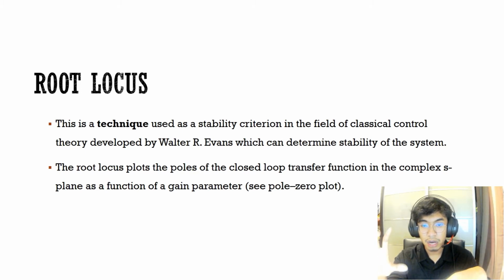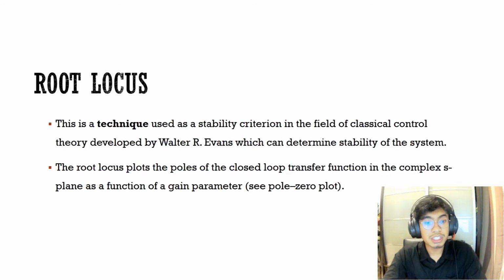Basically, when our root locus is located on the right hand side of the S-plane, we will consider the system as not stable. And if the plot of the root locus is located on the left hand side of the S-plane, then we call our system stable.